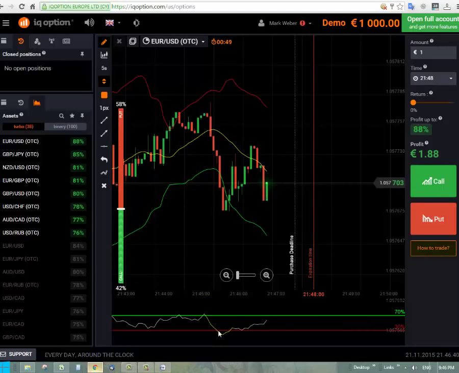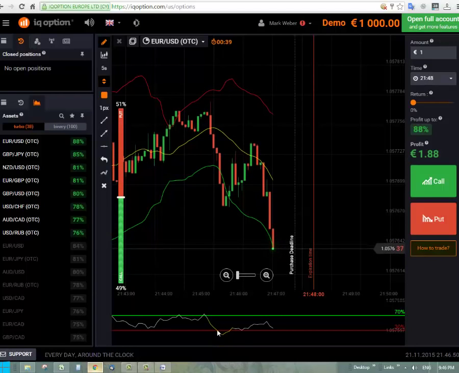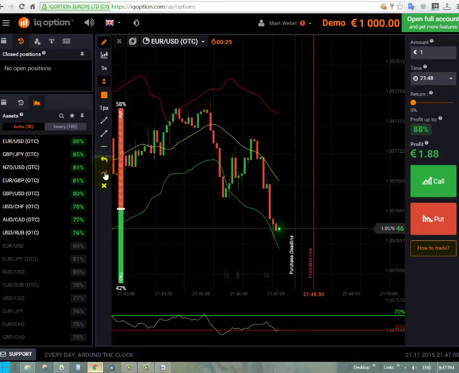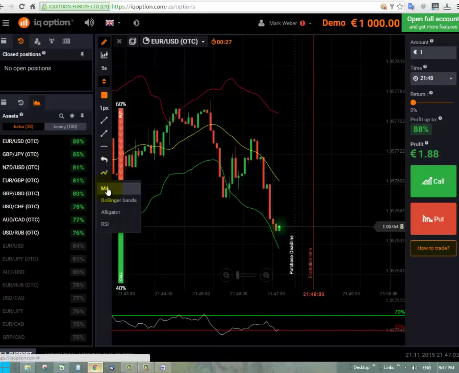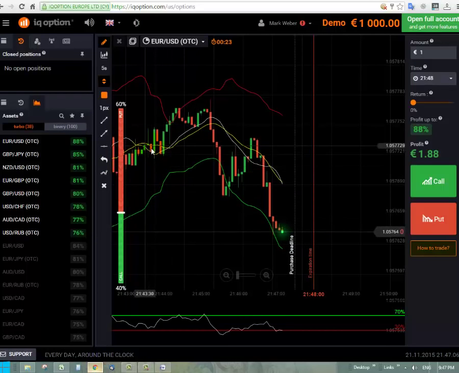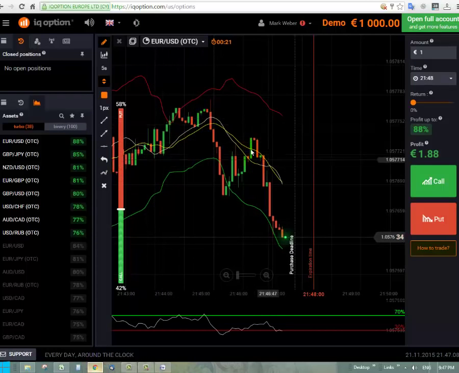That tells us about the trend. If something is overbought, then we will expect a change in the trend, as you can see here. And if an asset is oversold, then we will expect an uptrend, as you can see also here. The next indicator we will use is the moving average. The moving average now is the white line.